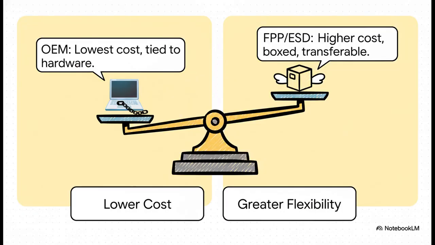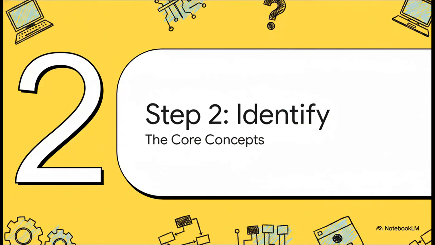And really, this is the fundamental choice every single customer has to make: cost versus flexibility. OEM is the wallet-friendly option for sure, but it's a one-and-done deal. It's locked to that specific machine forever. FPP, on the other hand, that's an investment in freedom. It costs more upfront, but it gives the customer the power to move that license to a new PC later, and they get support directly from Microsoft. So the key question for your customer is, what's more important to you, saving some money today or having more options tomorrow?